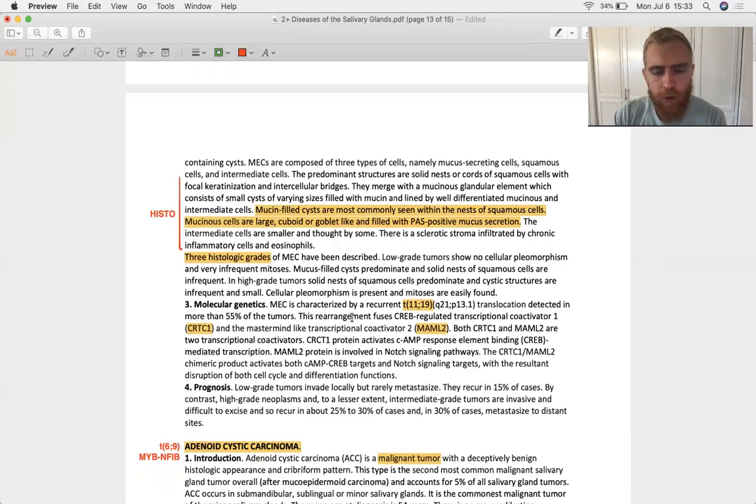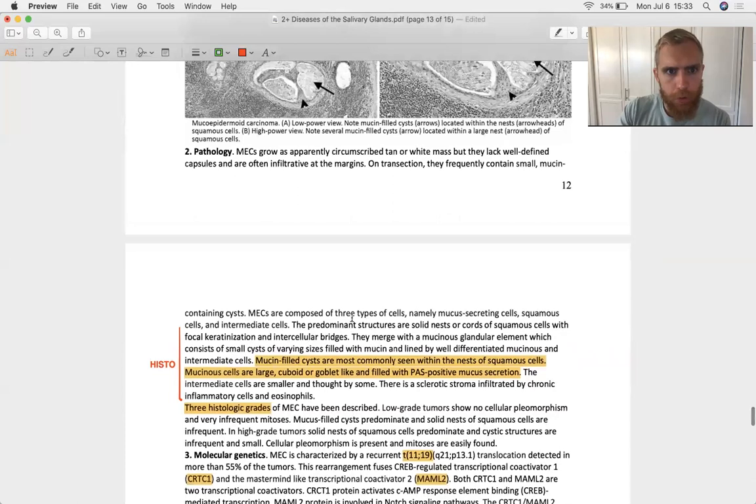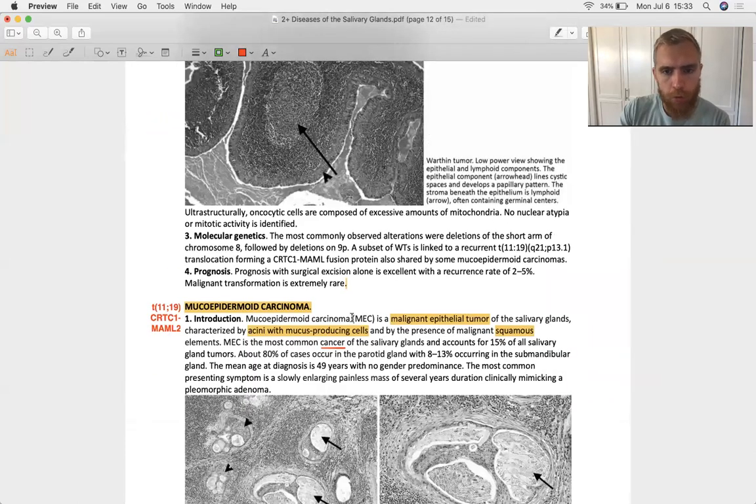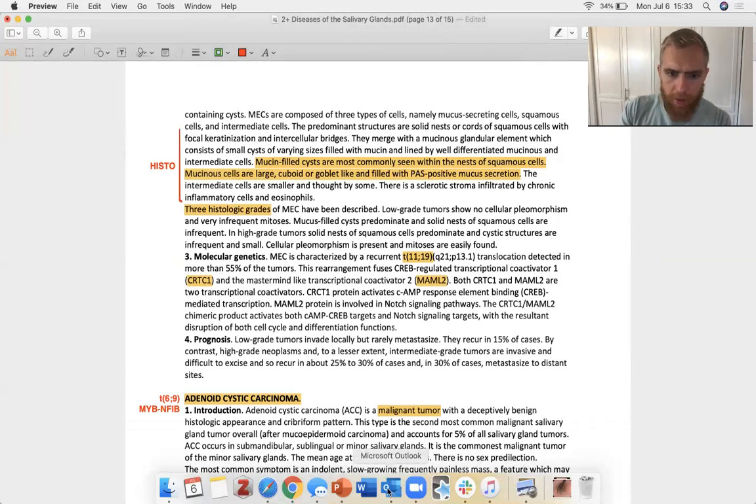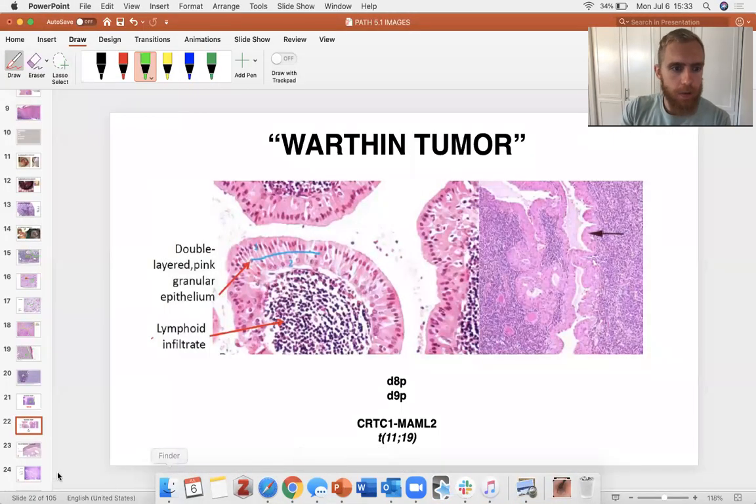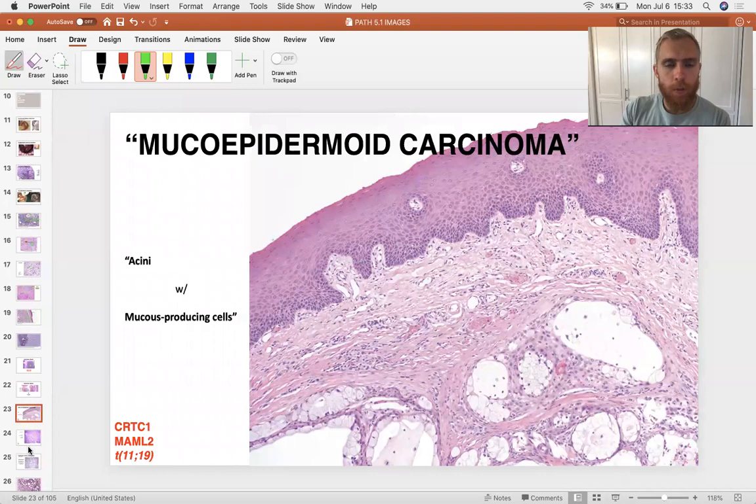The hallmark is a 11;19 translocation. Yet again, it's the CRTC1-MAML2 fusion. Same fusion as you see up in the Warthin tumor. Let us take a quick look at the mucoepidermoid carcinoma. There we go.